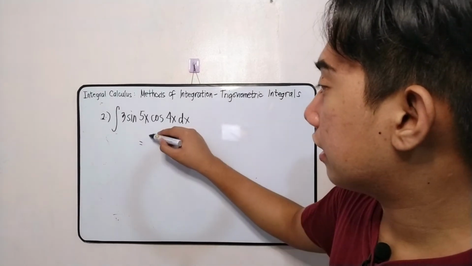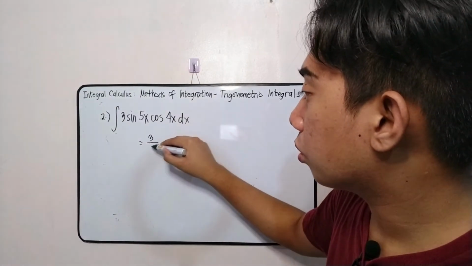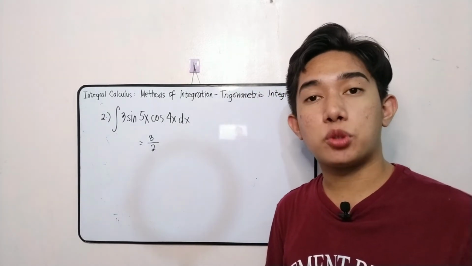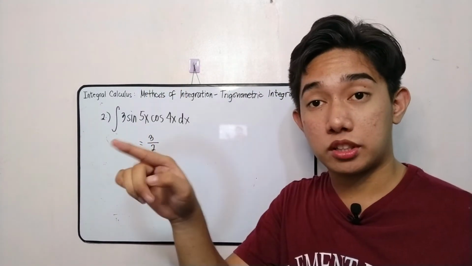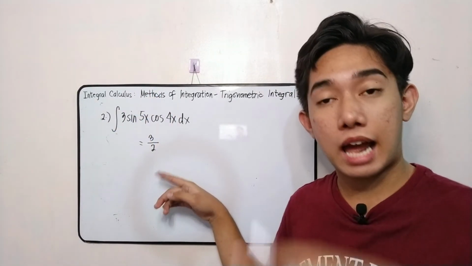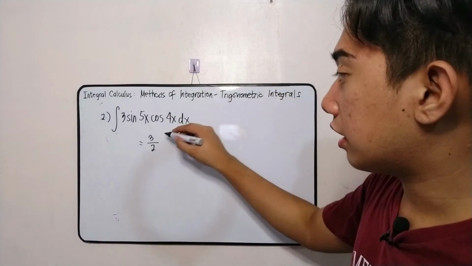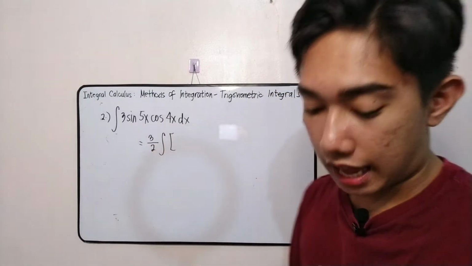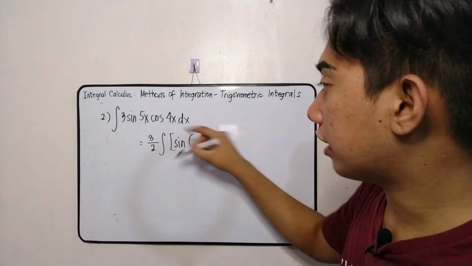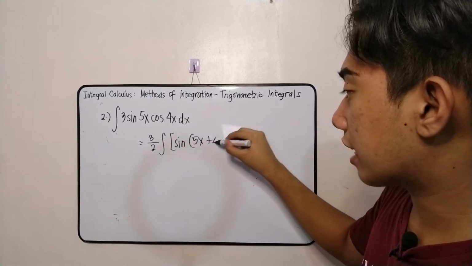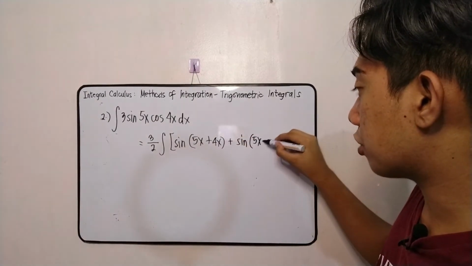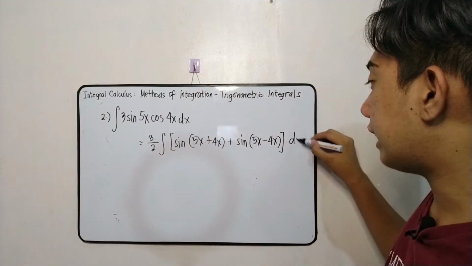And for us to understand, I will put over 2 here because, again, in the formula that I gave to you earlier, merong 2, di ba, sa labas. So, since wala namang 2 dito, we need to divide it by 2 para equate siya. Times the integration of, since magkaiba siya, expected it is sine. Okay? So, sine quantity 5x plus 4x plus another sine, you subtract it, 5x minus 4x. Then, dx.